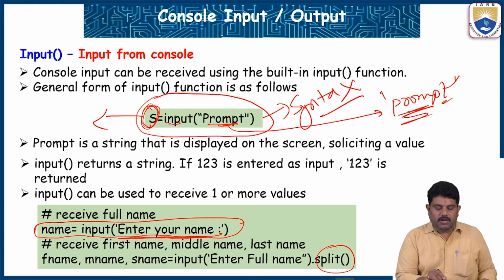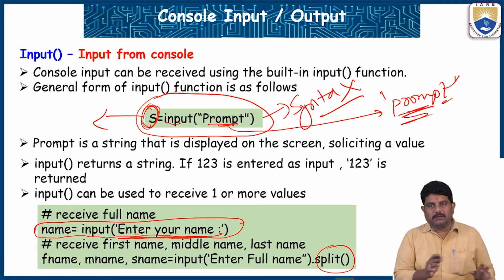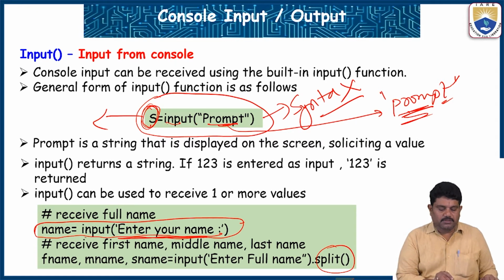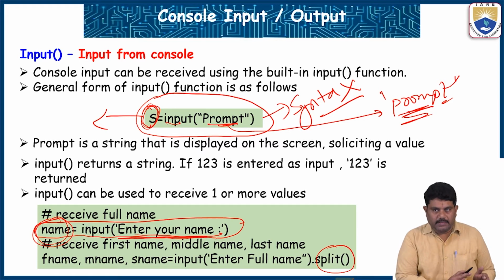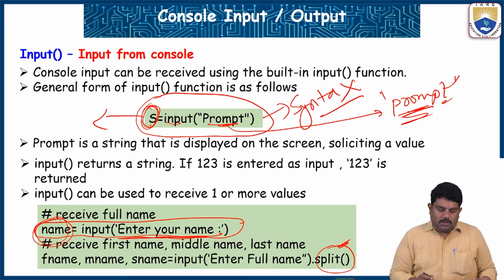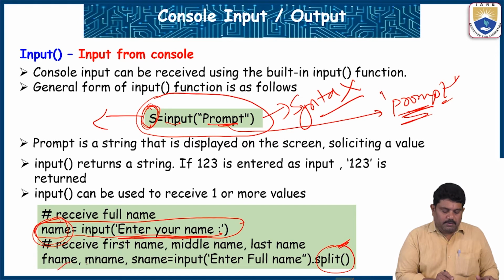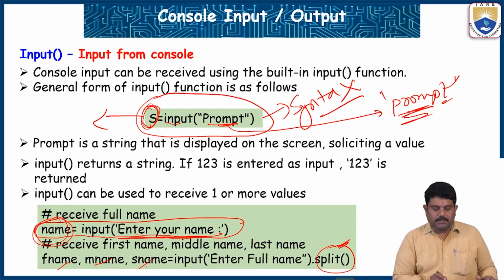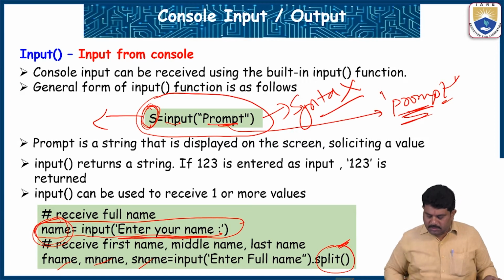Okay. Here, I already told you that the input function returns a string. For storing that string, we use the name variable here. So after entering the name, that name will be stored in the variable name. Here we are entering multiple values, and we are splitting that single string into multiple values by using the split function. Those multiple values will be stored in multiple variables: f name, m name, and s name. Like this, we can store. Okay, this is also possible with the input.